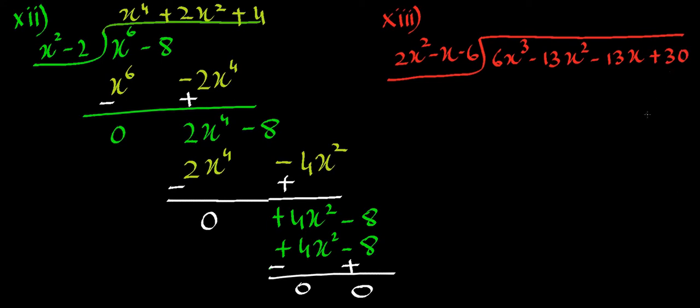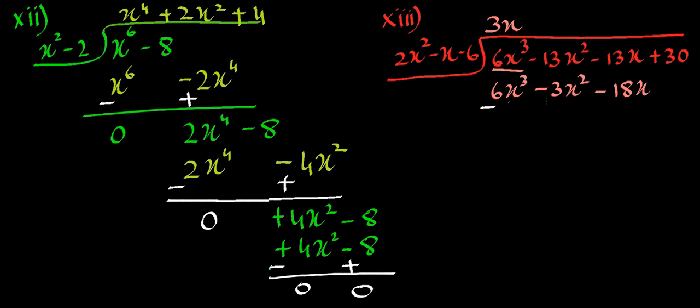Now let's do the division. What do we have here? My first term is going to be the target, this one. What multiplied by 2 will give me 6? 3 multiplied by 2 will give me 6. And x multiplied by x square will give me x cube. My first quotient is 3x. 3x multiplied by minus x gives me minus 3x square, and 3x multiplied by minus 6 gives me minus 18x.